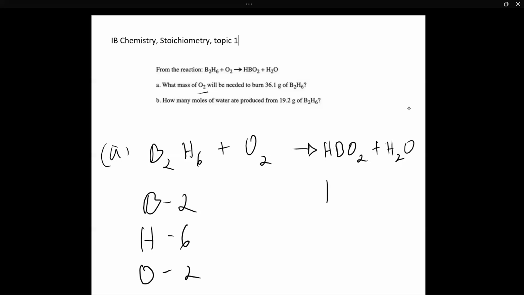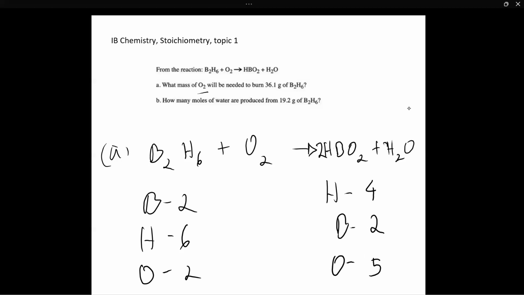And on this side we have 3 hydrogens, 1 boron, and 3 oxygens. So it's unbalanced. We need to balance it out. First I'm going to take care of the boron. We need 2 borons, so I'm going to make this a 2. And then the hydrogen also increases by 1. So this becomes 4. This becomes 2. And oxygen becomes 5.